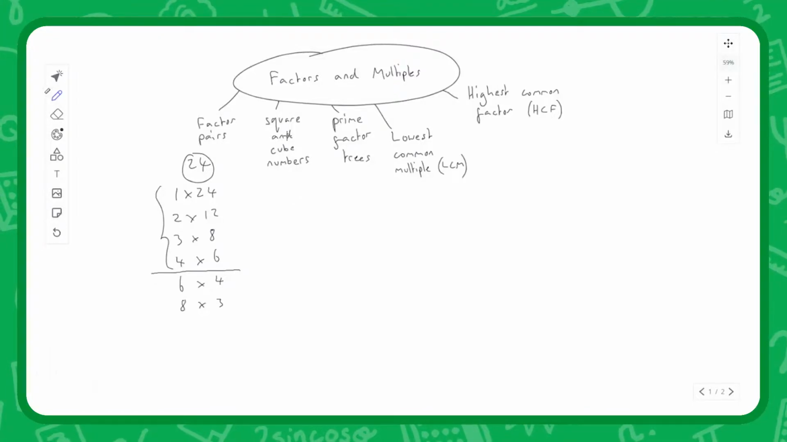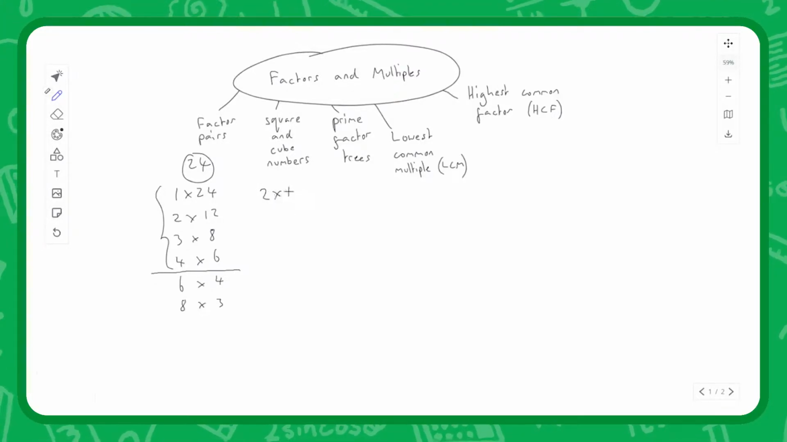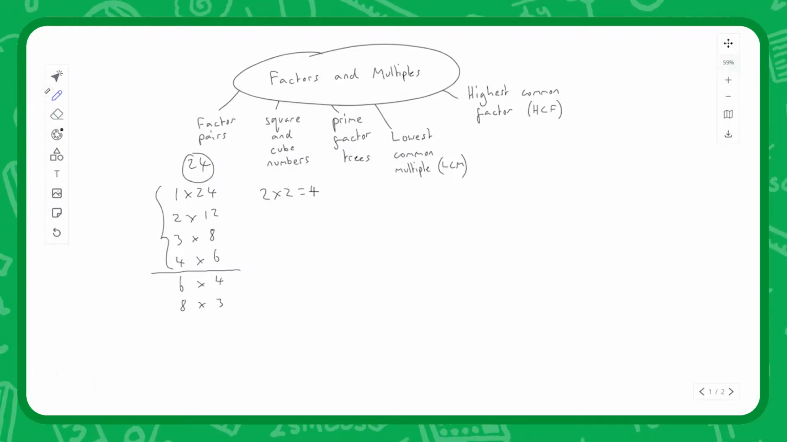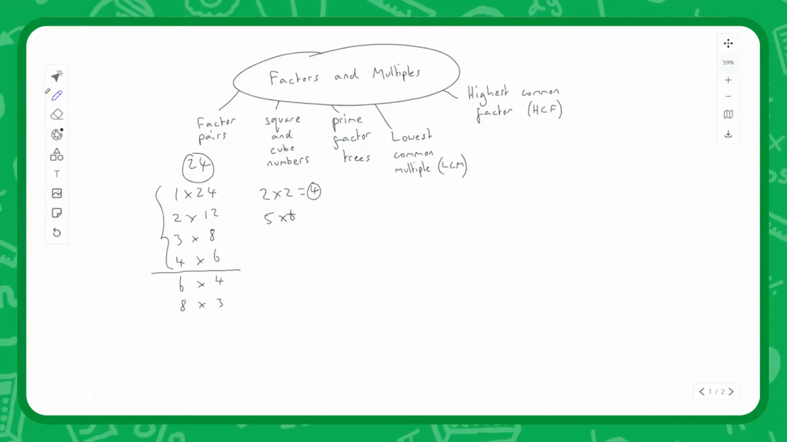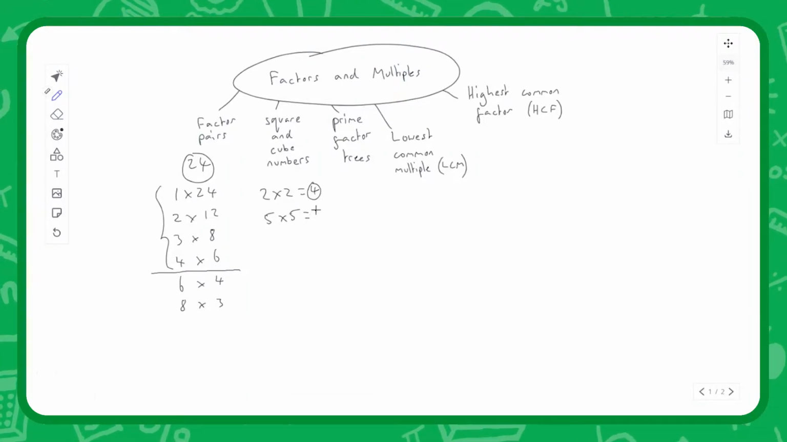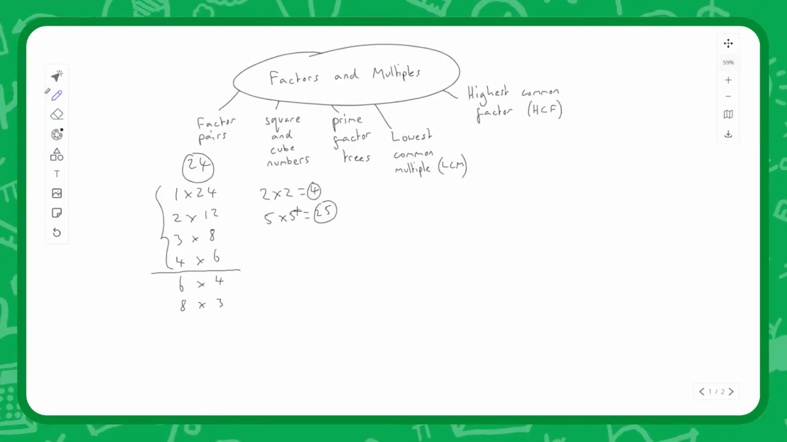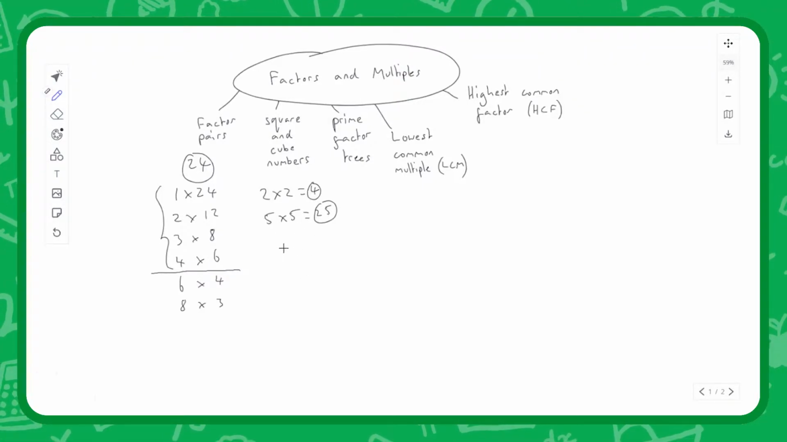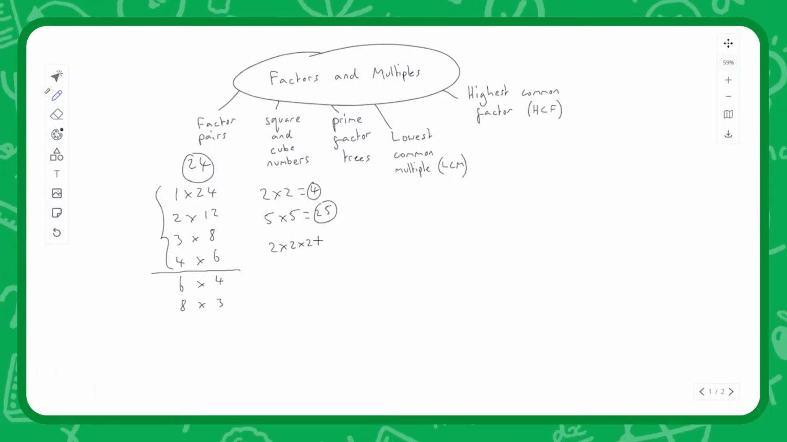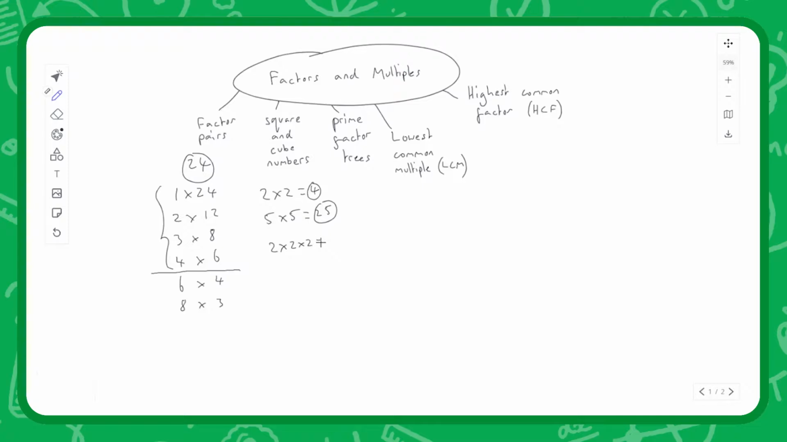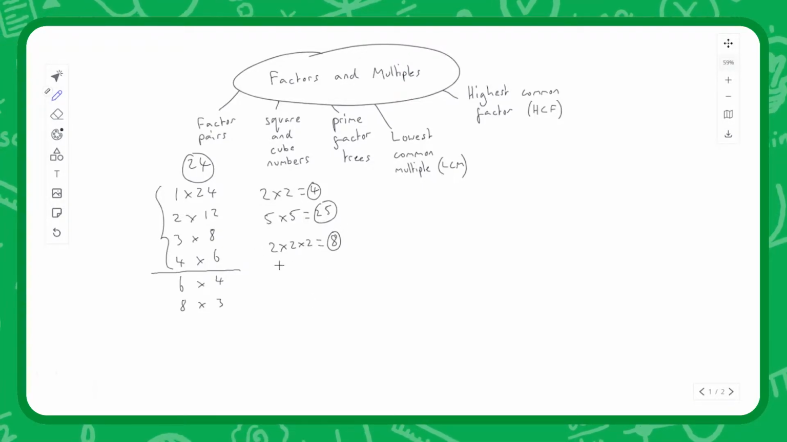Square and cube numbers. Square numbers are formed when we take a number and multiply it by itself. So for example, 4 is a square number, or I could do 5 times 5 and get 25. Again, 25 is a square number because a number times itself gives us a square number. Cube numbers are very similar. In this case, we multiply the number by itself 3 times. So 2 times 2 times 2 would give us 8. So 8 would be a cube number.